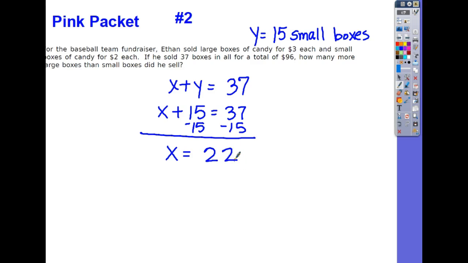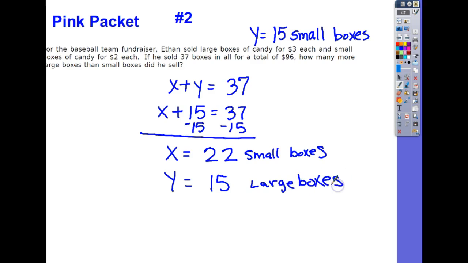So what's the answer? Well, there were 22 small boxes, and there were 15 large boxes, and what is it the question asked me to figure out? How many more? That difference. So then you would just subtract the 15 from the 22 for your final answer. So it appears that we had forgotten how to solve systems.